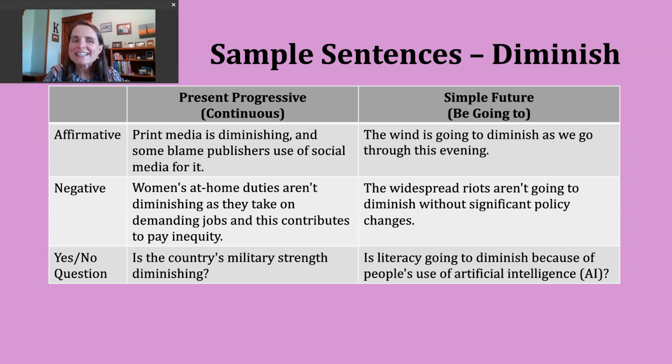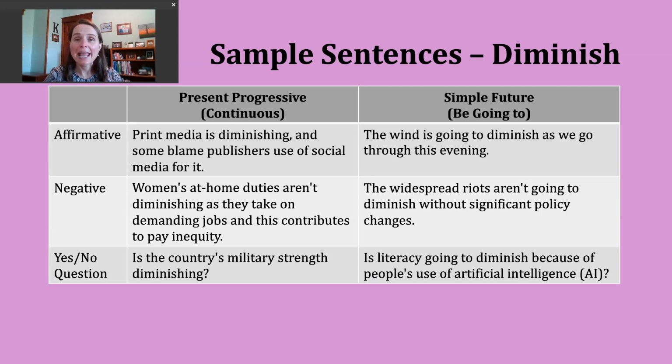But what you're going to notice here is, again, we start with a subject, we use am, is, or are, then it's going to, and then the base verb. So here, we're not adding an ing to the end of the verb. Let's take a look at an affirmative example sentence. The wind is going to diminish as we go through this evening.